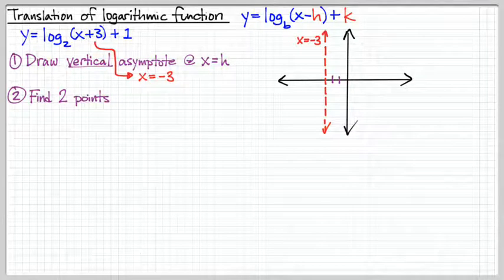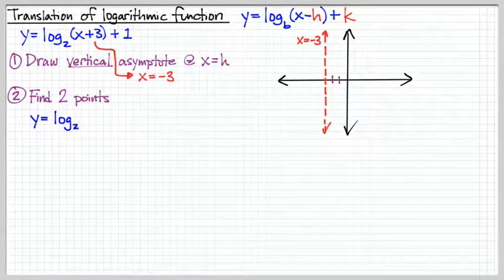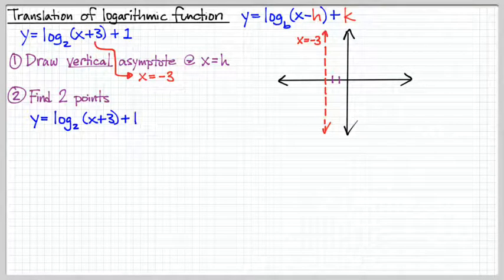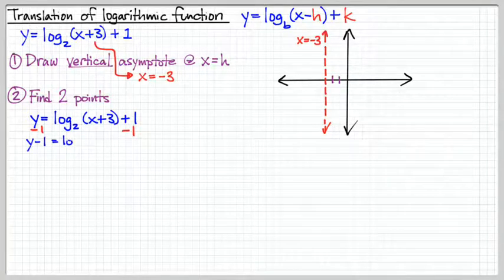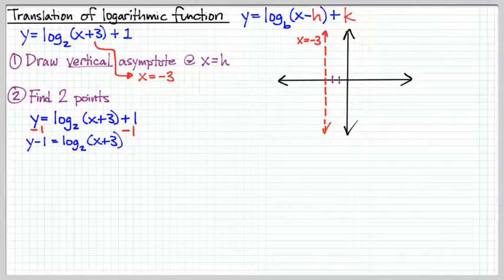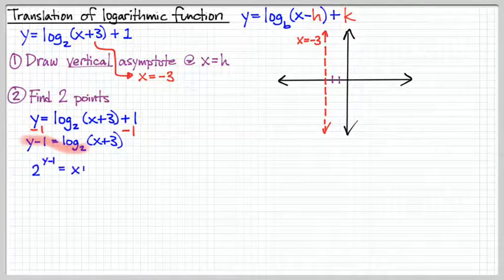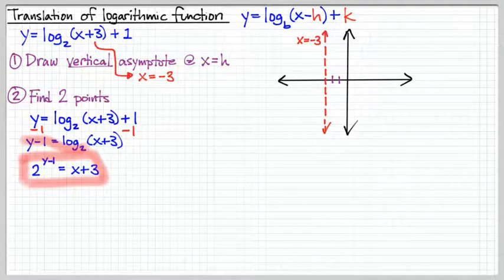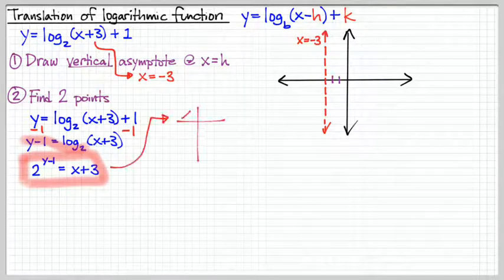Now, finding 2 points. This is a little bit trickier. What I'm going to do is I'm going to take this function and I'm going to subtract 1 from both sides. And so I get y minus 1 is log base 2 of x plus 3. Then I'm going to convert this to exponential form. I'm going to say 2 to the y minus 1 power is equal to x plus 3. I'm going to use this equation right here to calculate some points. And hopefully you'll see why this is a little bit easier.